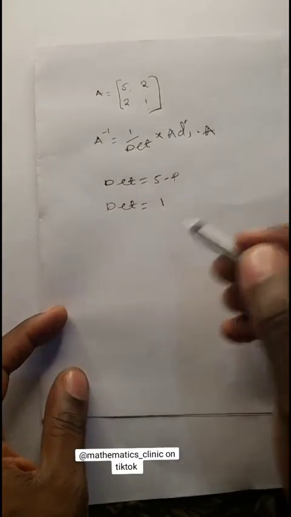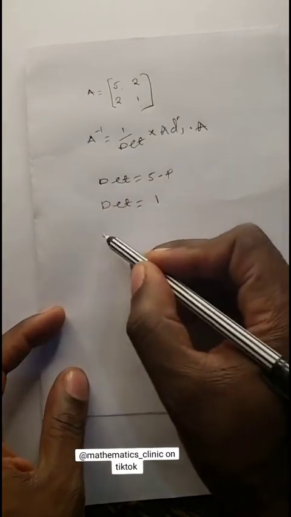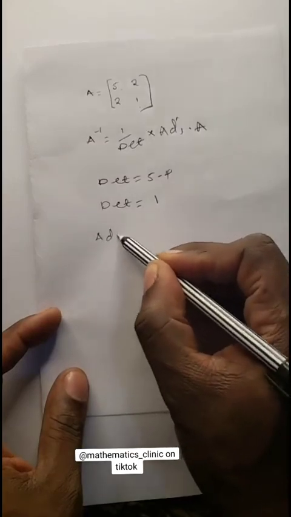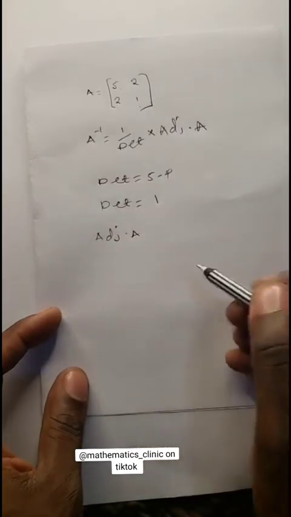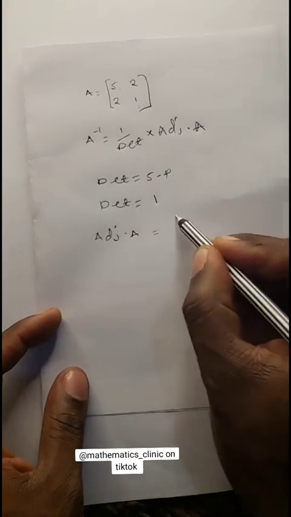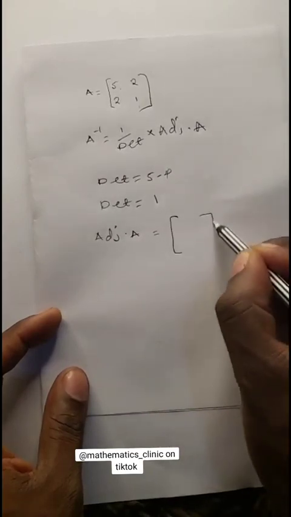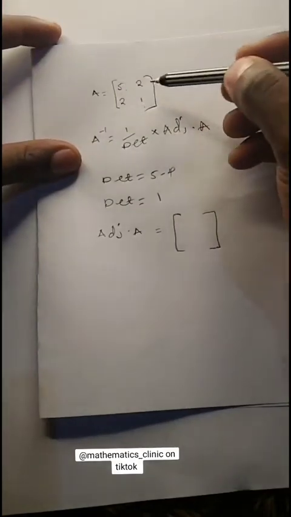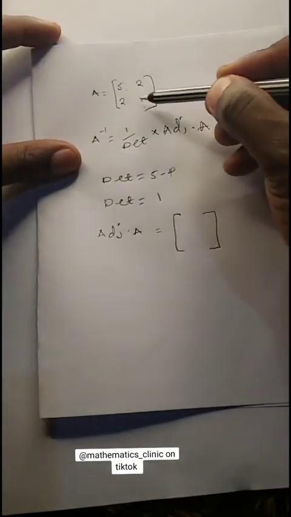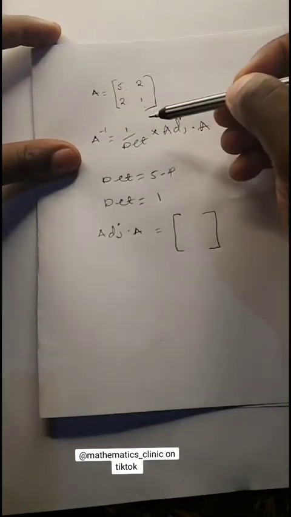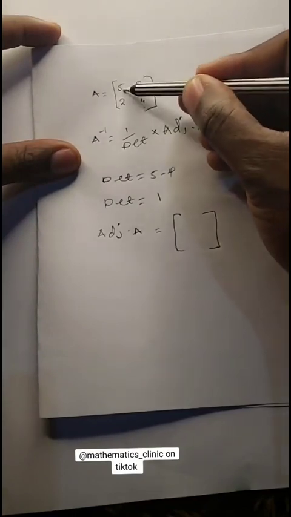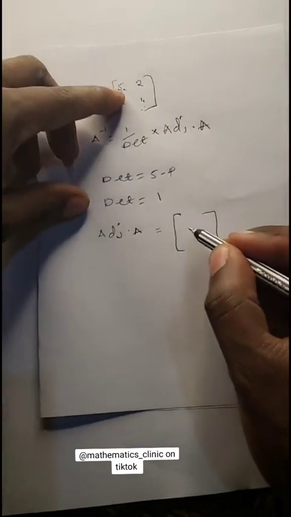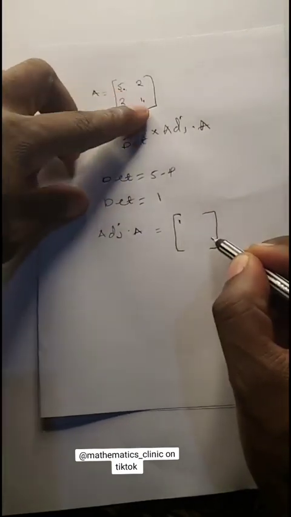Now that we know the determinant is 1, the next thing we need to find is the adjoint of matrix A. So how do we find the adjoint? In the given matrix, the major diagonal entries only interchange, meaning that the 1 will go up there and the 5 will go down here. So where there is 5, we put 1, and where there was 1, we put 5.